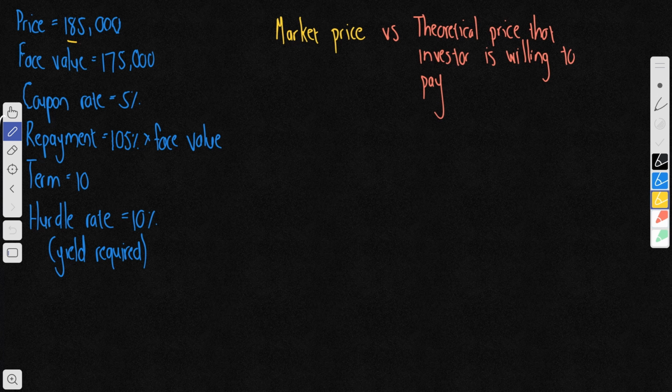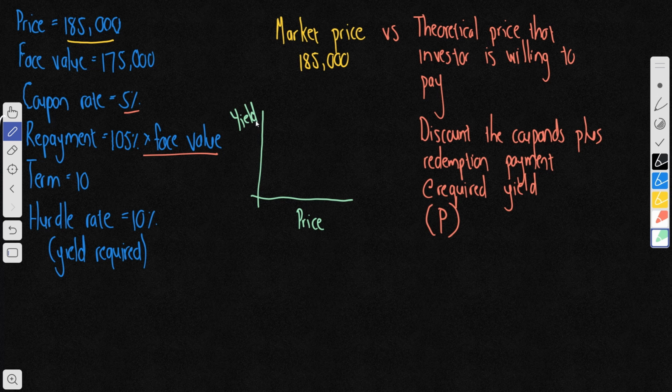The market price is given as $185,000, so we already know what this value is. Now, to calculate the theoretical value that an investor would place on this cash flow stream, remember coupons at 5% per annum plus a repayment value, we simply discount these payments to the present day at the yield that the investor requires.